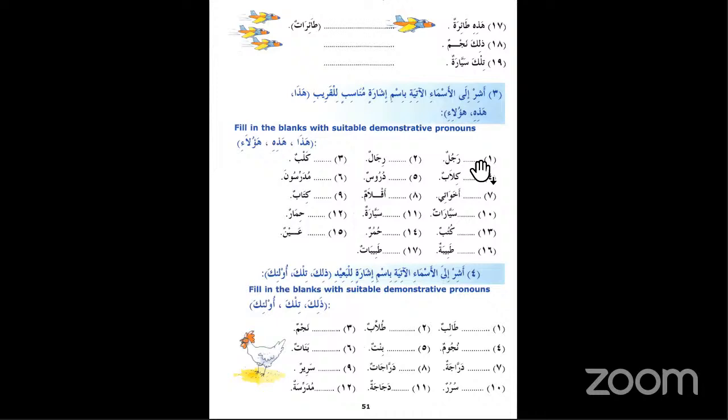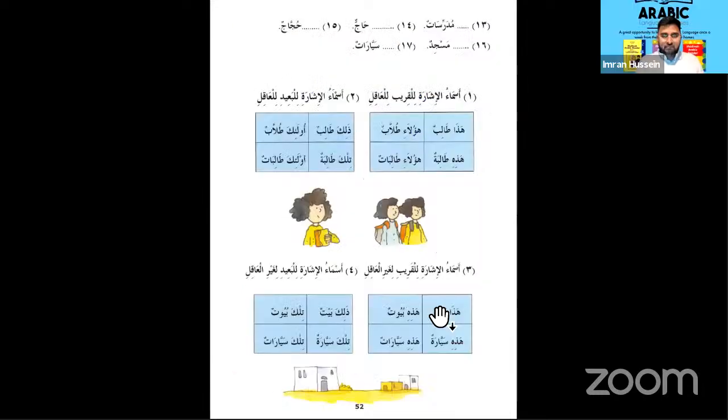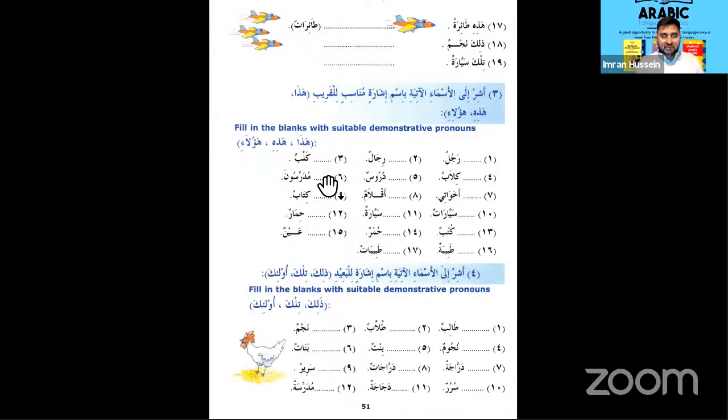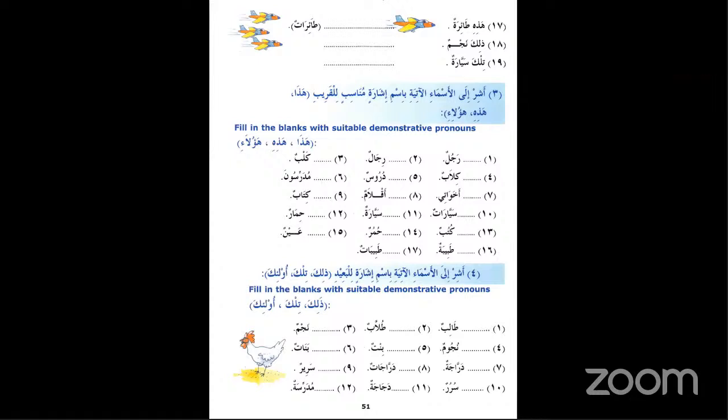Yes, I'm here. Sister Roshan, I want you to do up to number 6. Fill in the blanks with the suitable demonstrative pronouns: hadha, hadhihi, and haulai. These would be used with human beings. Go ahead, from 1 to 6. Number 1, hadha rajulun. Correct.